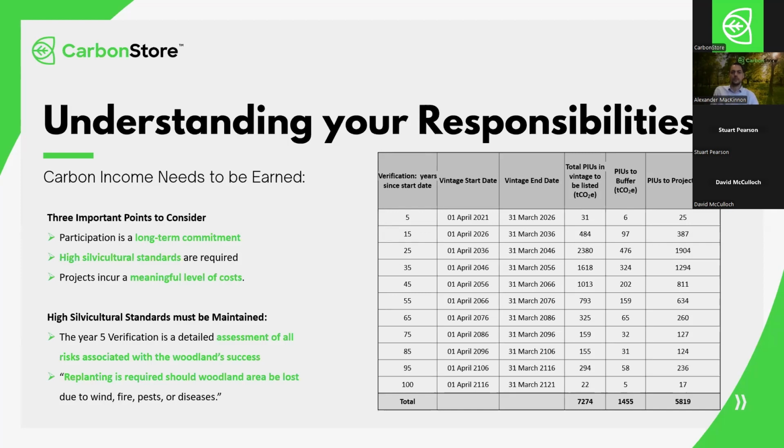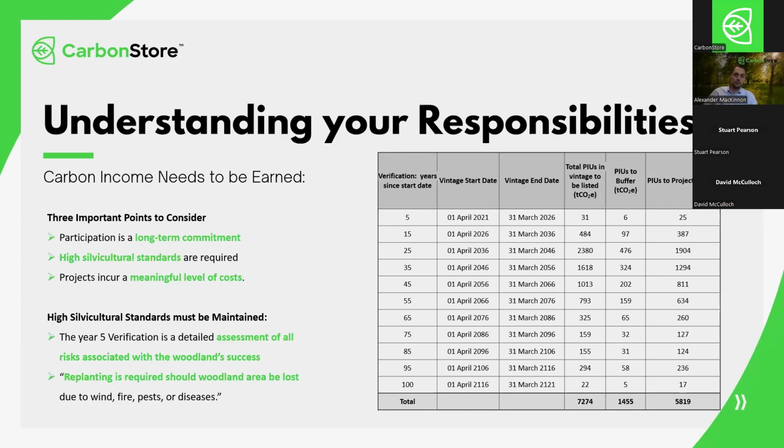The monitoring survey of a year 5 verification involves a survey of the stocking density across the site, and if this is more than 10% below the targeted rate in any one compartment, the Woodland Carbon Code will ask for remedial action to be implemented, probably involving replanting to ensure the correct stocking density.